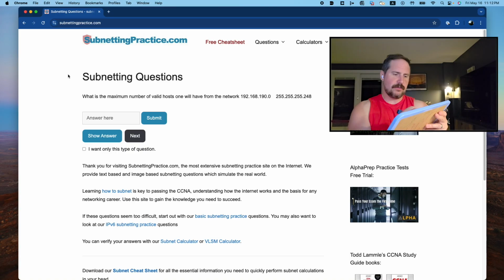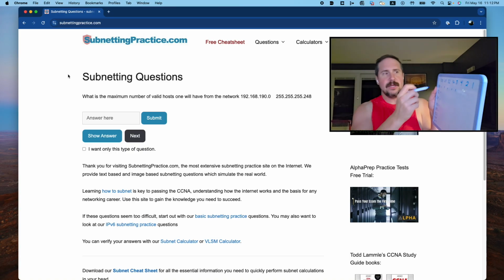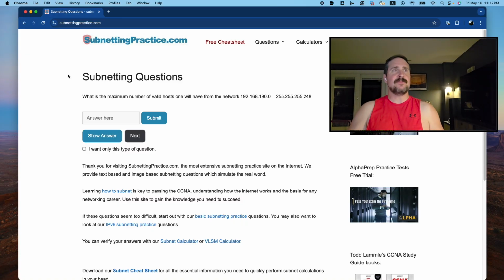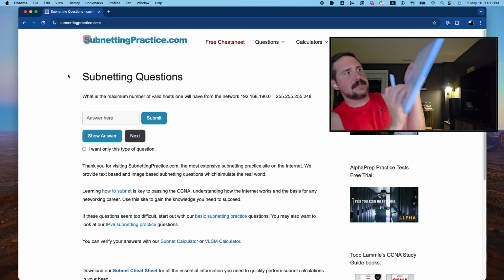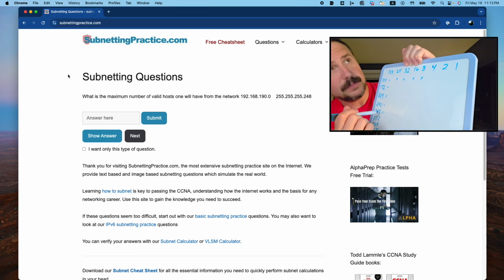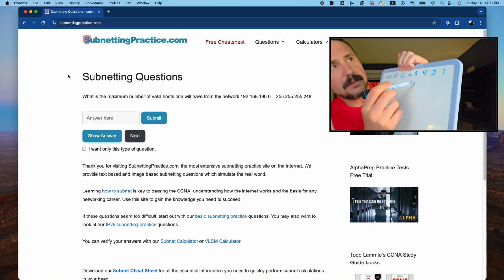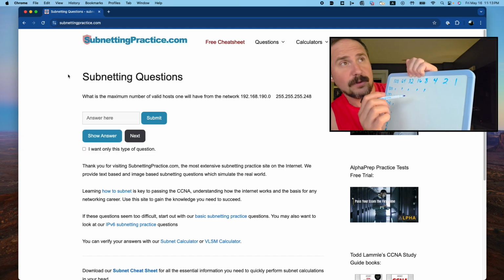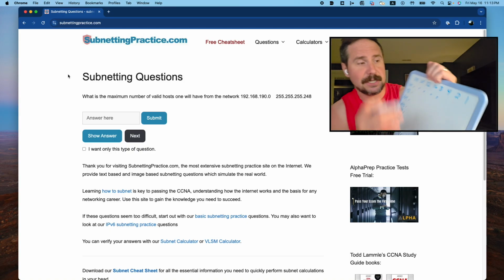So I've got 1, 2, 3, 4, 5 ticks down, 1, 2, 3, 4, 5 ticks to the right, which gives us a block size of 8. What is the maximum number of valid hosts one will have from the network? So we've got a block size of 8 for a 248 subnet mask, and valid hosts are that block size minus 2, because again, we have to subtract 1 for the network address and 1 for the broadcast address. So the available valid host space is that minus 2.